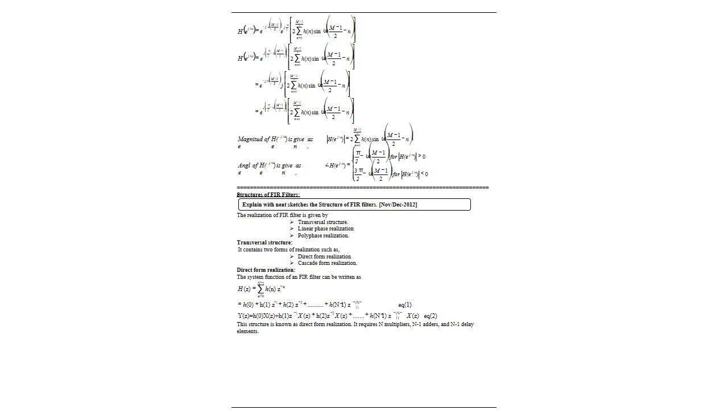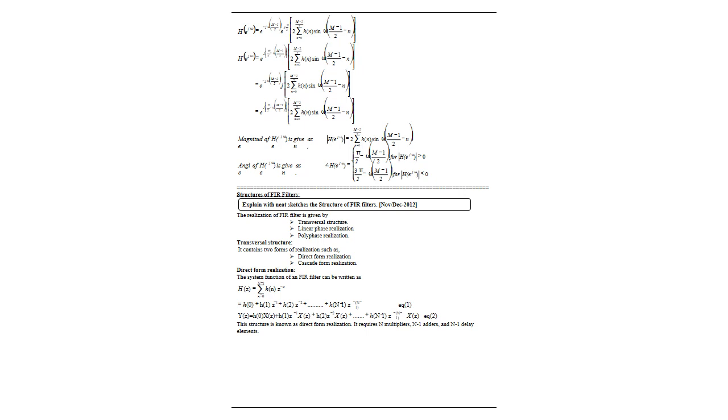In this realization, the FIR filter can be written as H(z) equal to summation n equal to 0 to N minus 1 h(n) z power minus n. That is equal to h(0) plus h(1) z inverse plus h(2) z power minus 2 plus etc. plus h(N minus 1) z power minus (N minus 1). So Y(z) is equal to h(0) X(z) plus h(1) z inverse X(z) plus h(2) z power minus 2 X(z) plus etc. plus h(N minus 1) z power minus (N minus 1) X(z).